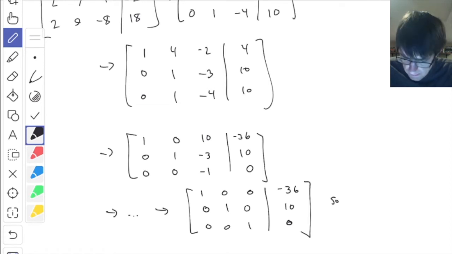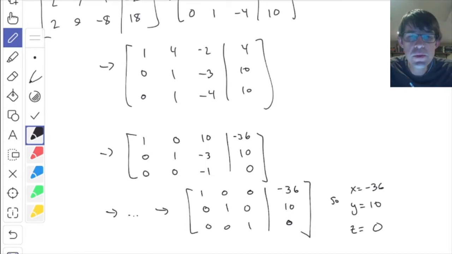X equals negative 36 and y equals 10. Yes. And z? Equals 0. Yeah, great. This matrix now, if you read the rows across, the top row says 1x plus 0y plus 0z equals negative 36. So x is negative 36. The middle row says 0x plus 1y plus 0z is 10, and so on.